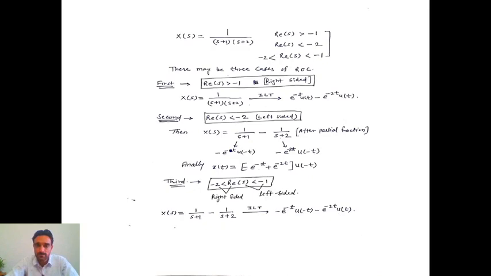We discussed many cases in this topic, inverse Laplace transform. In the next lecture, we will discuss the causality and stability of Laplace transform.